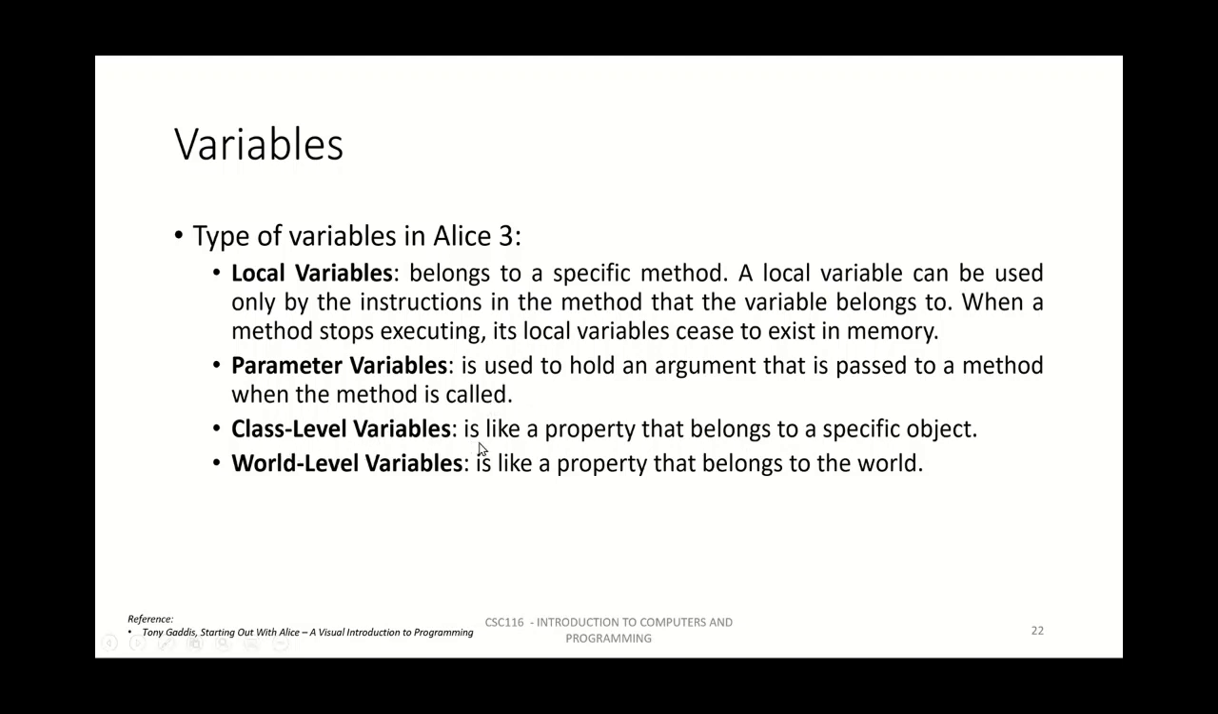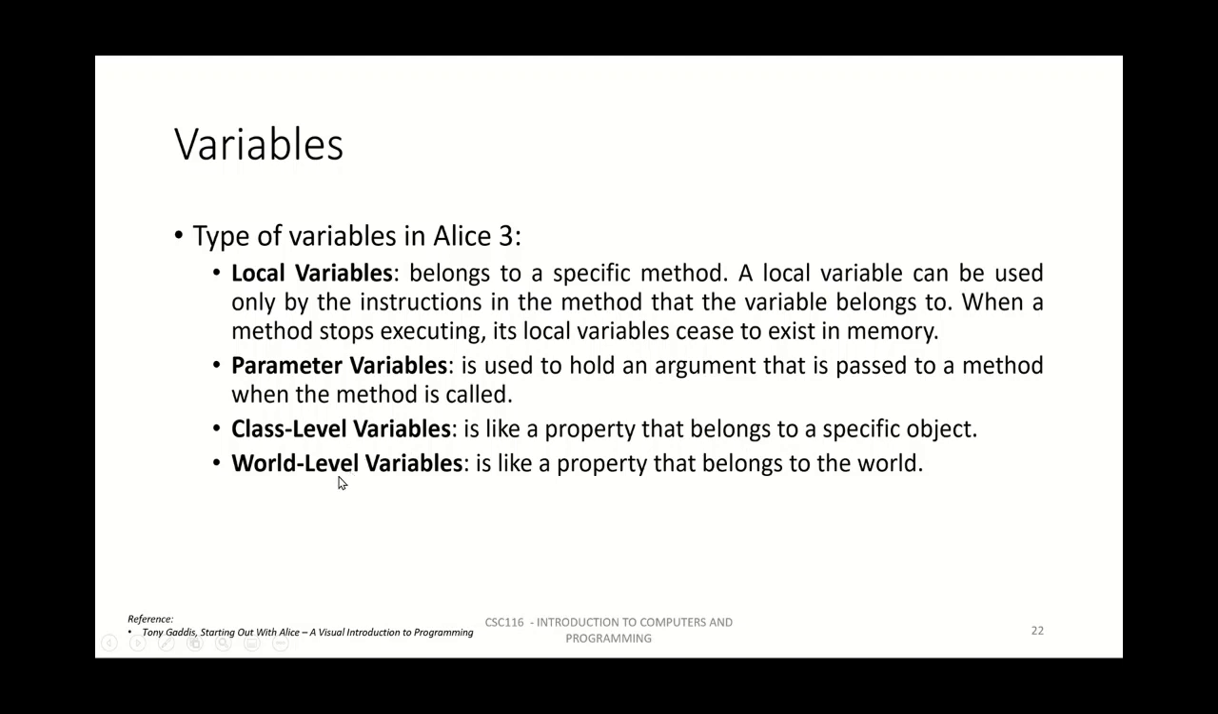A class level variable is actually a property that belongs to a specific object. So each object has its own properties. For example, we have the object which is a dragon. The dragon has its own properties. Examples of the properties are the opacity of the dragon and the size of the dragon. So these two examples are class level variables.